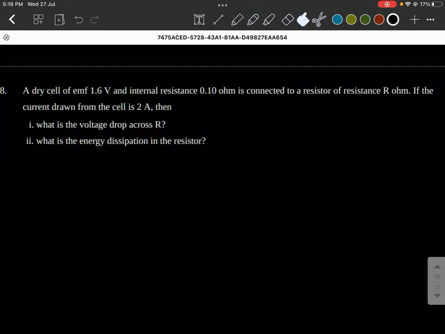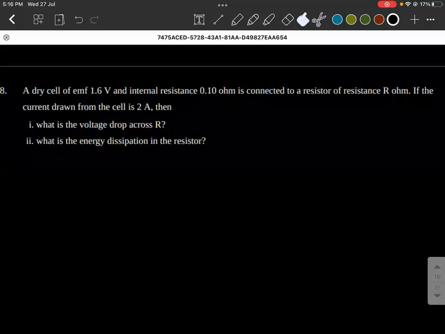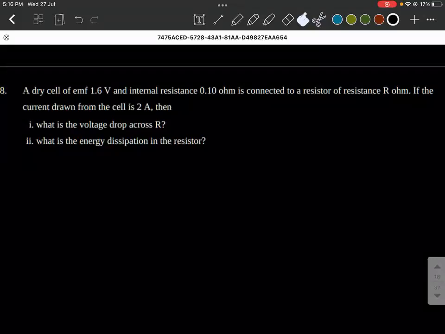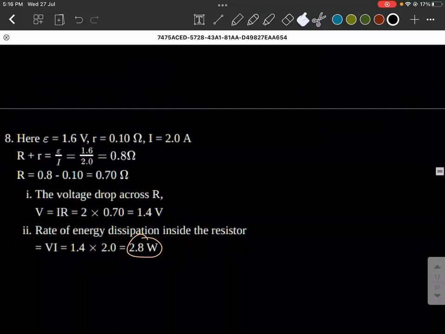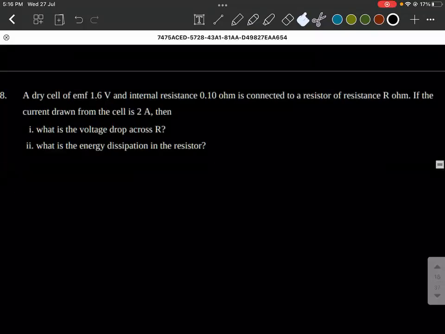1.4, I think that is the answer. Second one 2.8. Yeah, 2.8. But actually, you would have calculated power, right? If I'm not wrong, there is a small mistake in the question. They asked what is the energy dissipated. They should have asked what is the rate of energy dissipation, because they didn't give you time. The energy is dissipated in the form of heat. So heat, what is the formula? I square RT. But they didn't give us time here. So you can only calculate the rate at which the energy is being dissipated.